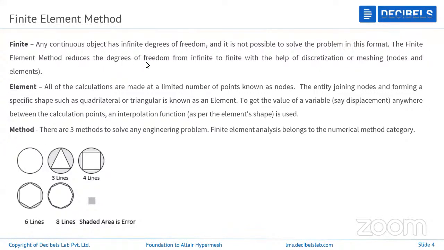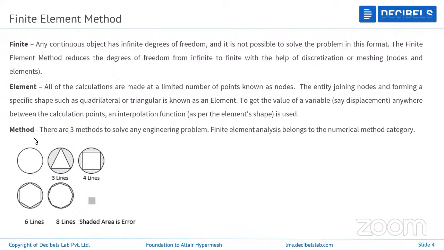So the finite element method is basically reducing the degrees of freedom from infinite to finite with the help of discretization. Discretization means dividing. How am I dividing? Using meshing. So how can I do the meshing? Using nodes and elements, I can do the meshing.